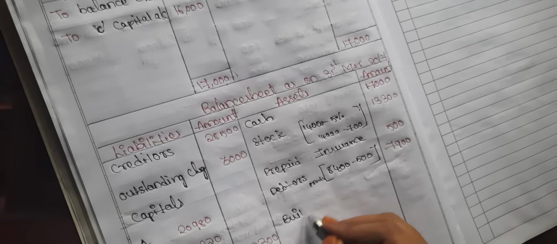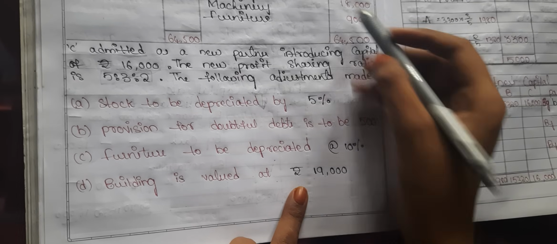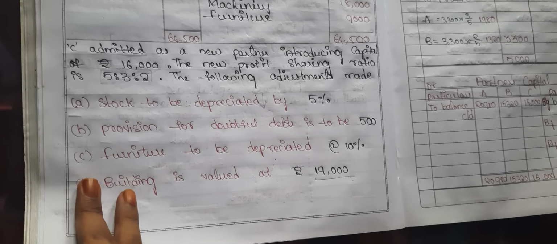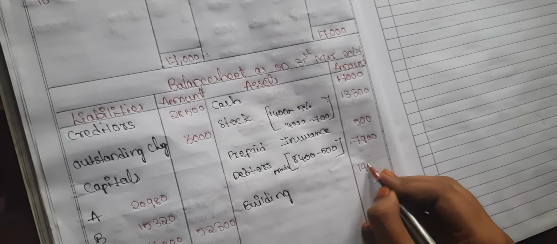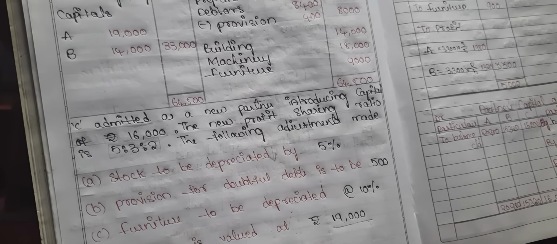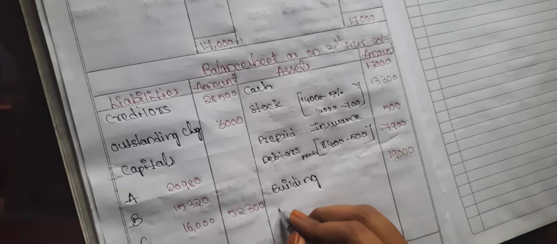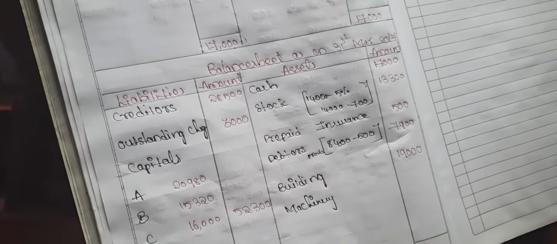Next it is building. On building, have we done any adjustment? On building it is 14,000. Yes, but now here it is valued at 19,000. Building was for 14,000 but it is valued at 19,000. So we are not going to add or subtract any amount. We are going to take the amount as it is, 19,000. Right? Then we are having machinery. On machinery, did we do any calculation or adjustment? No. So the machinery amount as it is, we are going to take. How much is it? Machinery, it is 18,000.